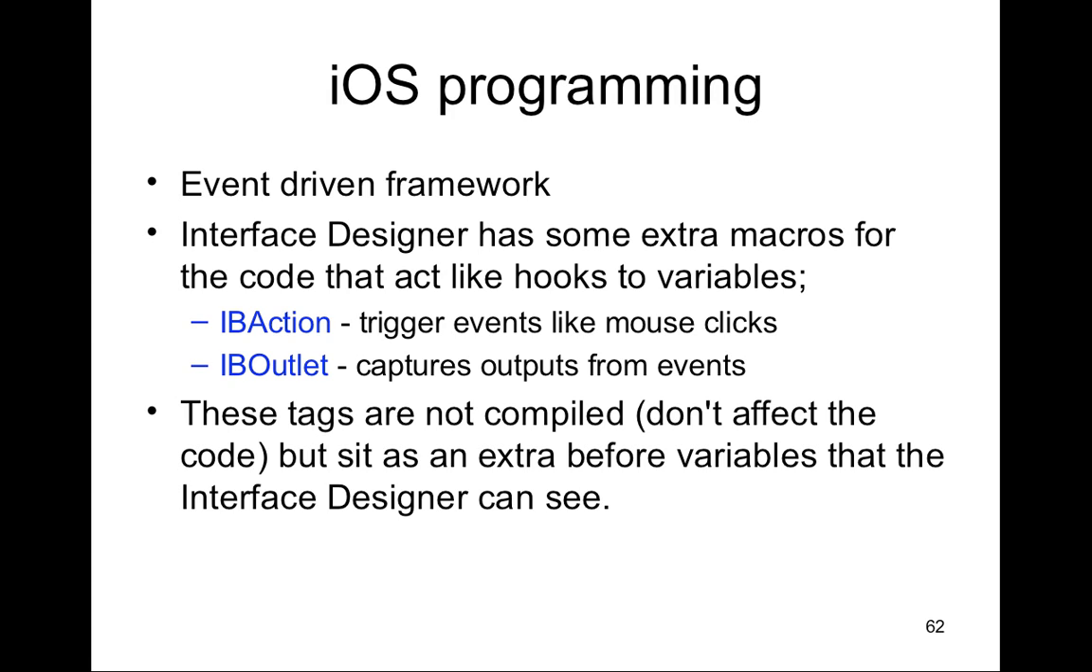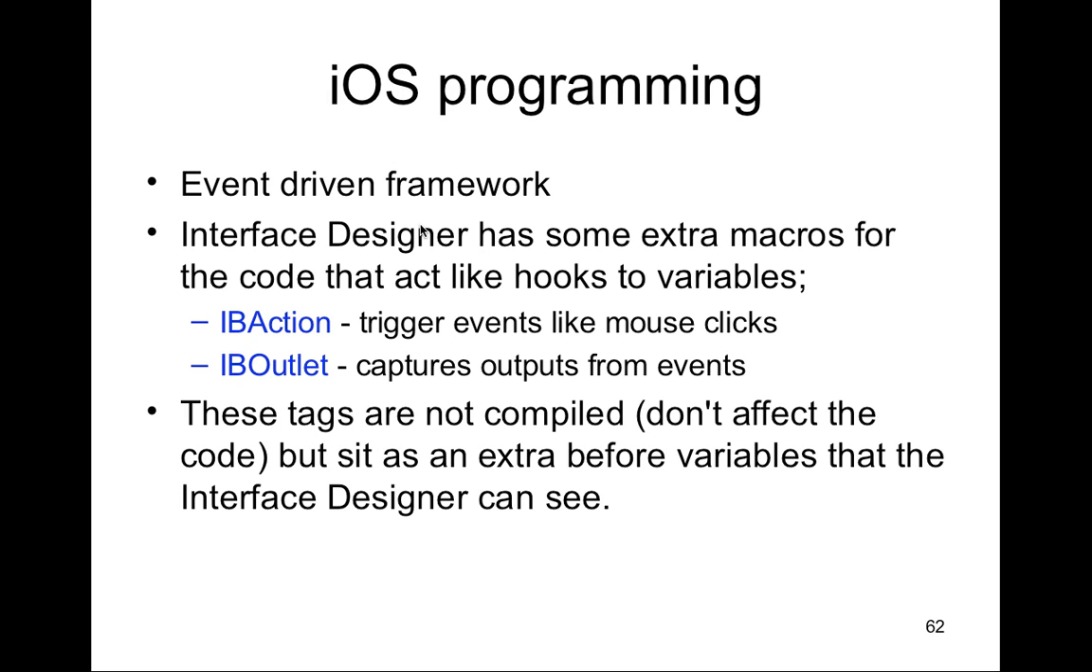So we have the interface design or Interface Builder. Interface Builder uses the interface designer, and has some extra macros for the code that can act like hooks to variables. You have IB actions and IB outlets. We haven't seen them in any of the programs for this class, because so far we've been focusing on command line. But when we get in, we'll see we have actions and outlets. The same concept exists whether you're programming on the Mac or on iOS.